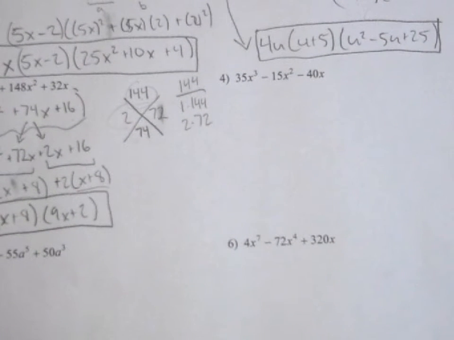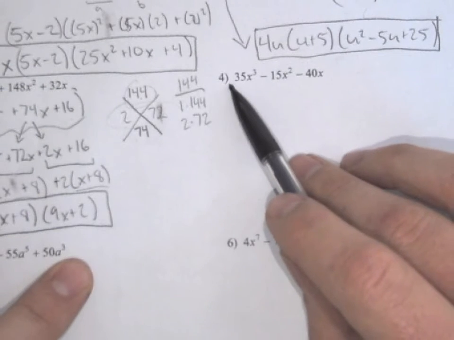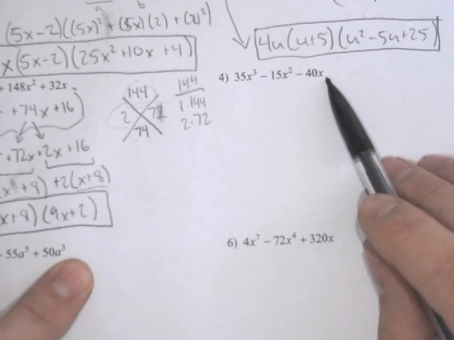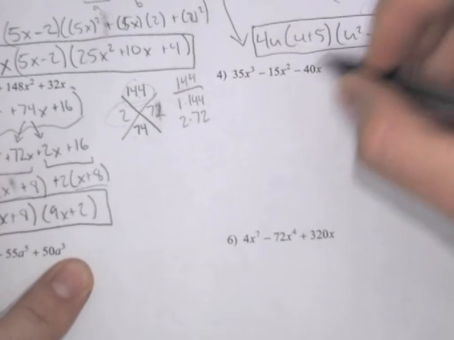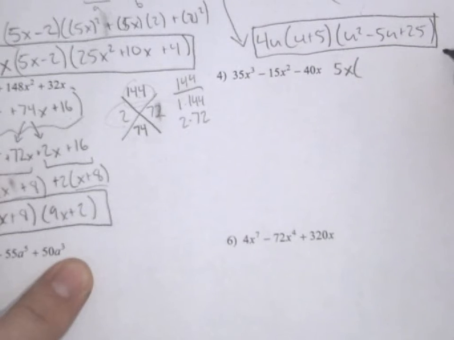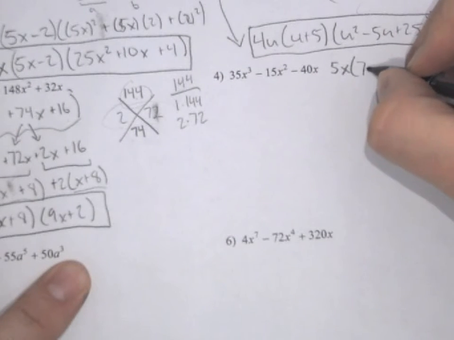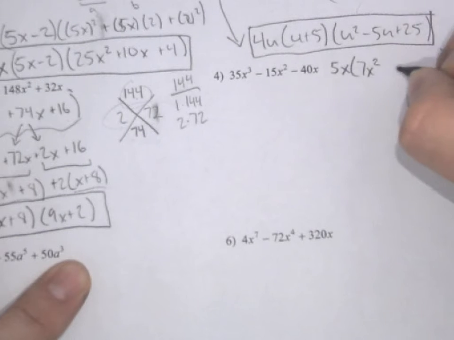Okay, number 4. This one's going to be set up kind of similar, but there's actually something kind of funky that happens. First, we want to recognize that there's a greatest common factor of 5x here. And just so I have enough room, because this might take some space, I'm going to factor out the greatest common factor up here. Okay, so 5x comes out, and we're going to be left with 7x squared minus 3x minus 8.